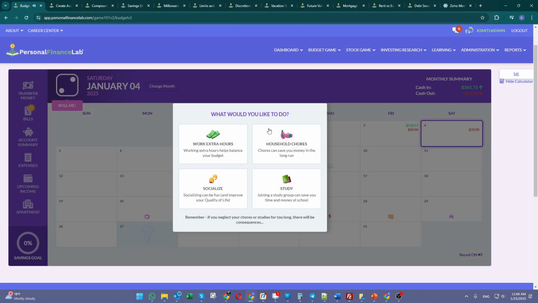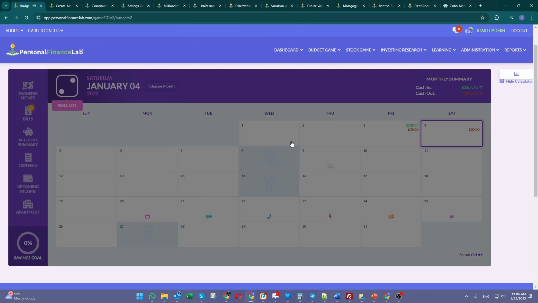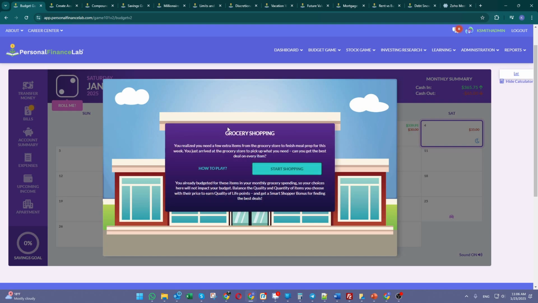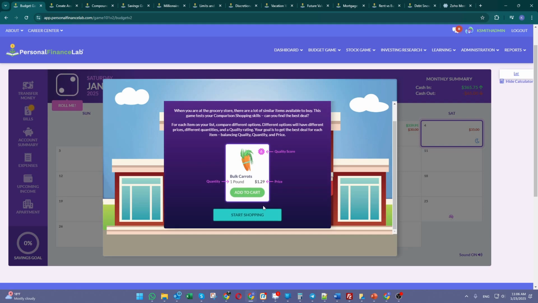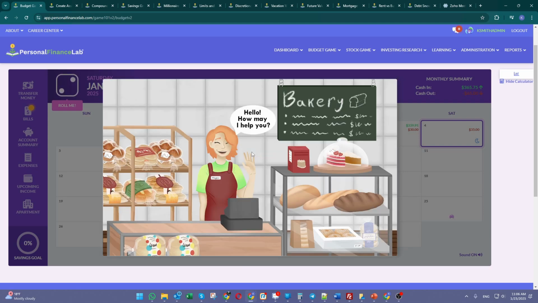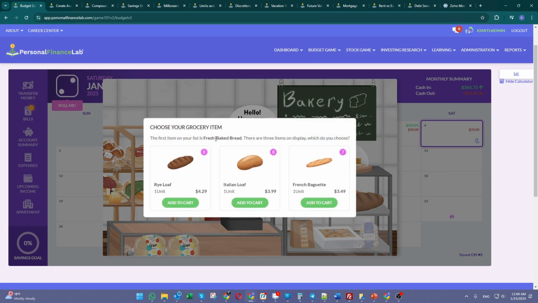I'm going to start the weekend and go right into the household chores so you can see it. So I have my smart shopper. Students playing for the first time can check the how to play, which walks through those things I just mentioned, the quality, quantity, the prices. And then I am taken to my first department. So the first thing, I need some fresh baked bread. I've got 3 loaves here.